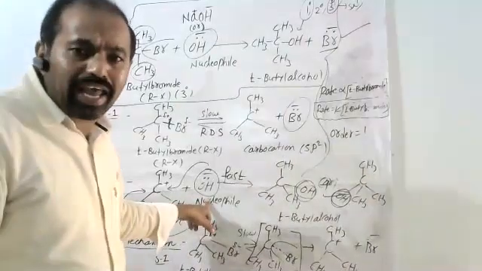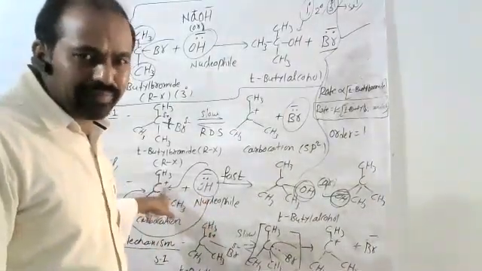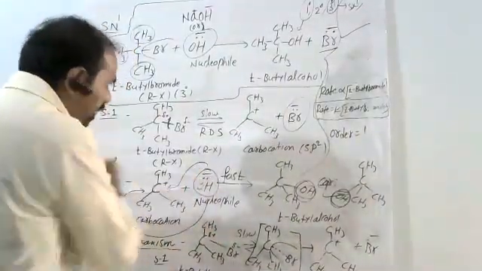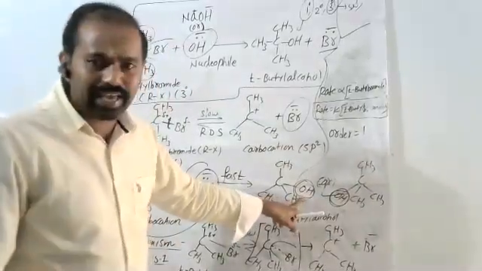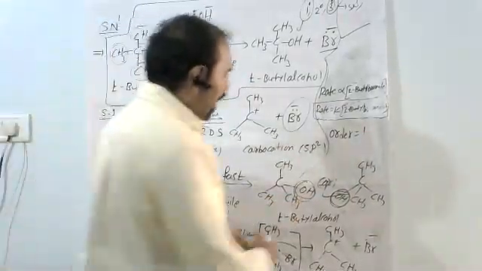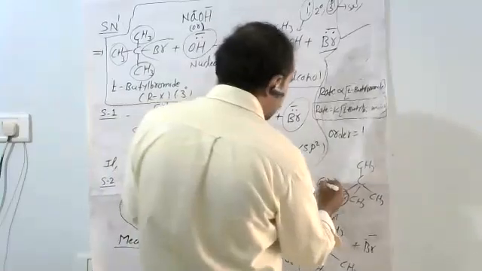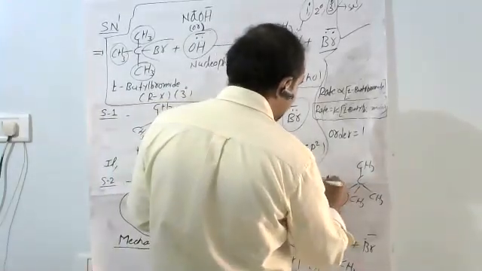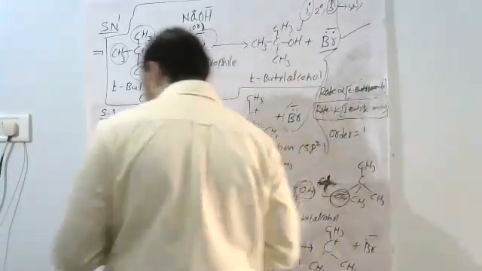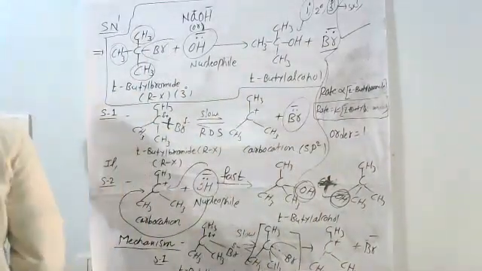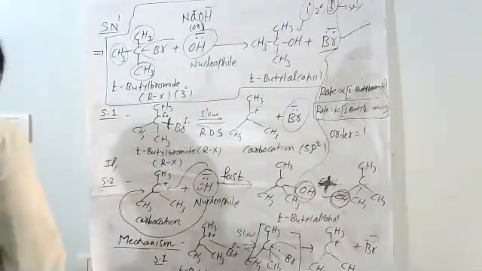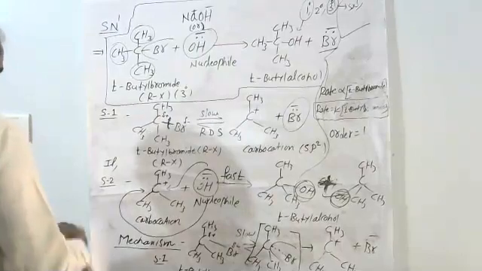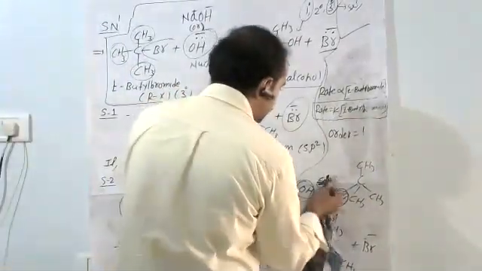This nucleophile attacks the carbon from the front side or back side. Due to front side attack, we get this product. Due to back side attack, we get this product. Here we get a mixture. See, there we get the mixture. Okay, the mixture. See this.